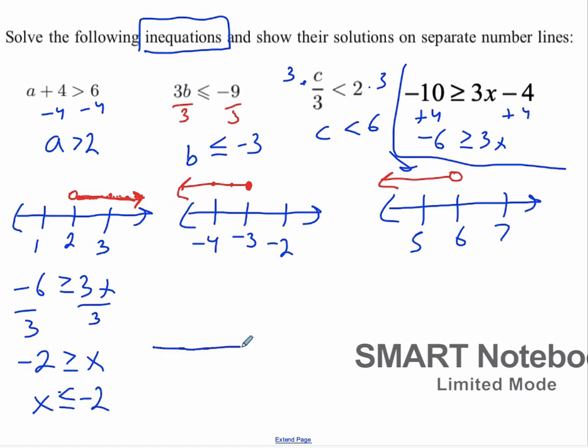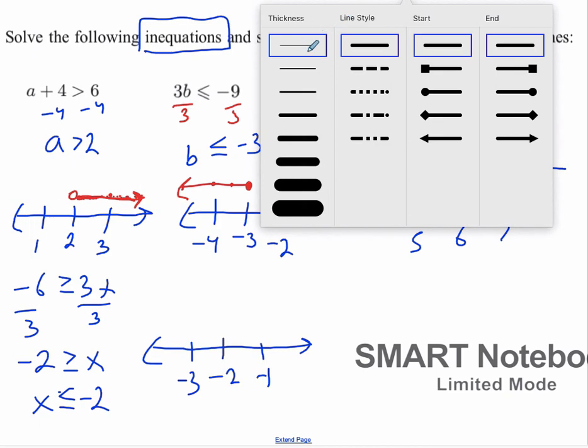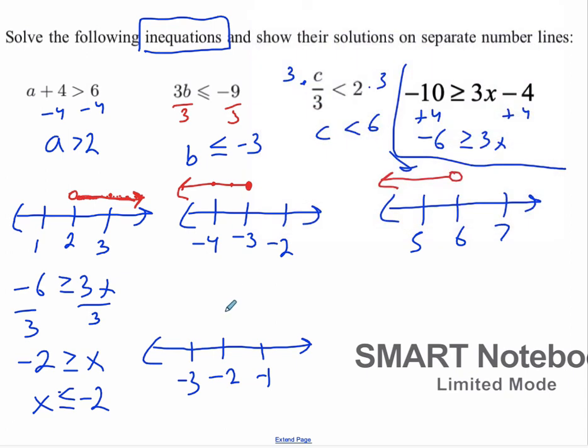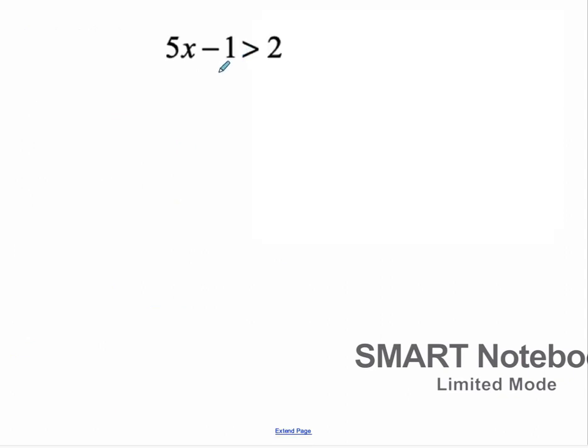Okay, so I can graph that. Here's negative 2, and then we have negative 3 and negative 1. So less than or equal to negative 2. Let's get red here. It could be equal to negative 2, so we do a solid dot. Less than is this way. So this is what the graph looks like. Okay, let's do one more example.